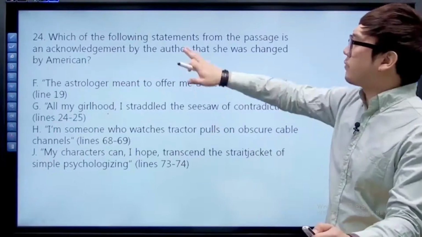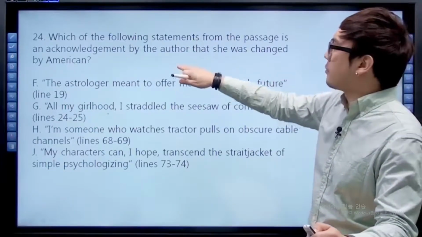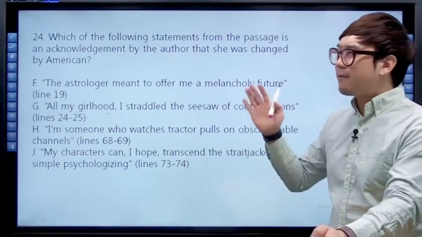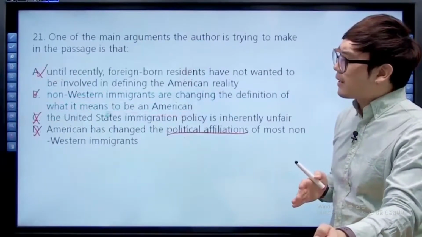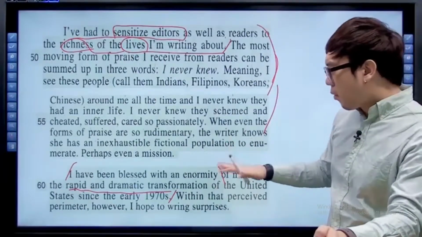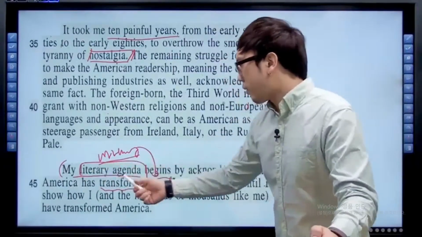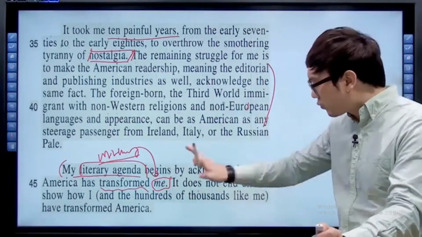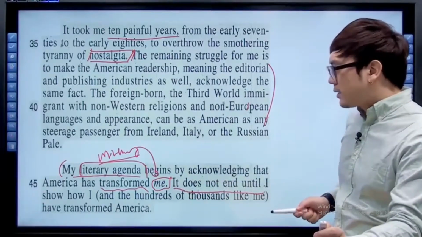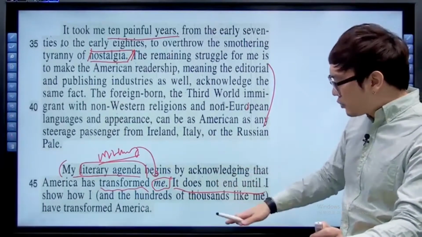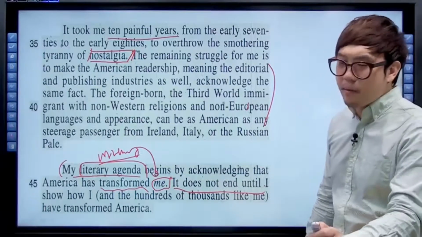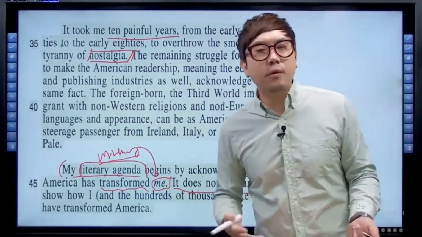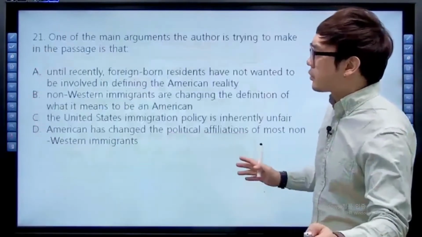Moving on, 24. Which of the following statements from the passage is an acknowledgement by the author that she was changed by America? Now, if you remember that part of the passage, we'll go back a little bit, because I'm hoping that you remember this right here. My literary agenda begins by acknowledging that America has transformed me, changed me. So you need to read this part. It does not end until I show how I and the hundreds of thousands of like me have transformed America. So I guess what we're talking about is that she's been transformed by America, and that's the part of the question.